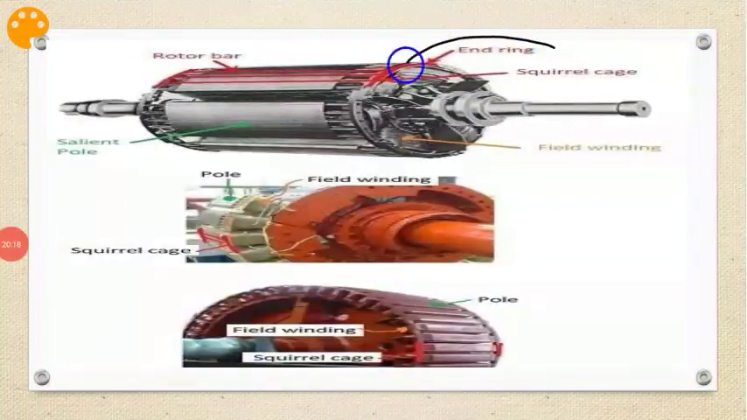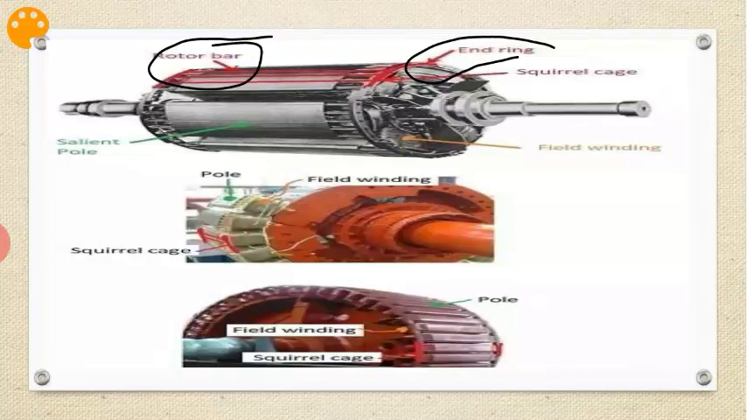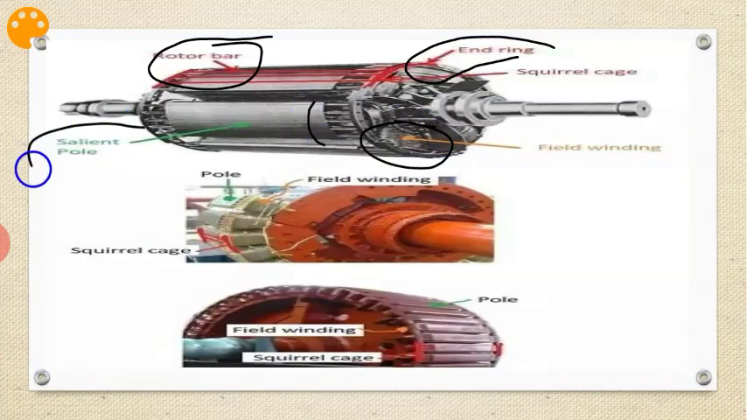So this is the end ring, and here are the rotor bars. Here they put the field winding. This is the salient pole. If you look here, it is not cylindrical, so it is a salient pole rotor.